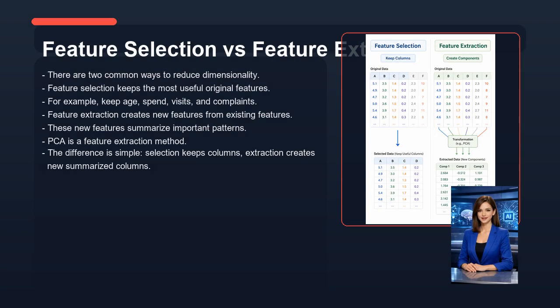Now let's look at feature selection versus feature extraction. There are two common ways to reduce dimensionality. Feature selection keeps the most useful original features. For example, keep age, spend, visits, and complaints. Feature extraction creates new features from existing features. These new features summarize important patterns. PCA is a feature extraction method. The difference is simple: selection keeps columns, extraction creates new summarized columns.